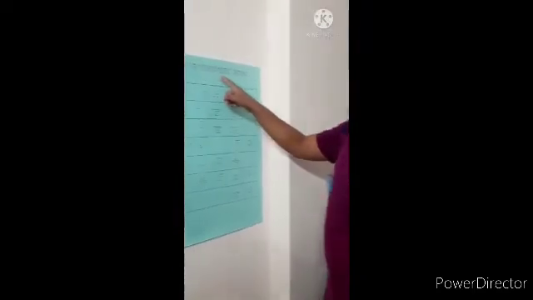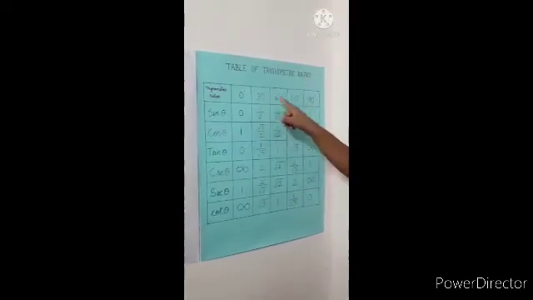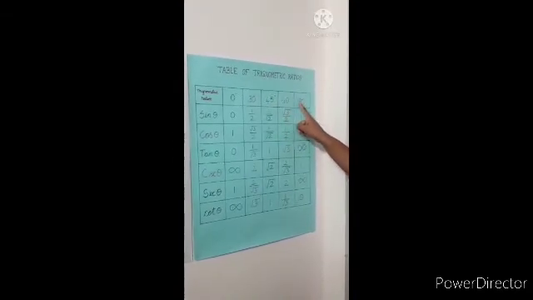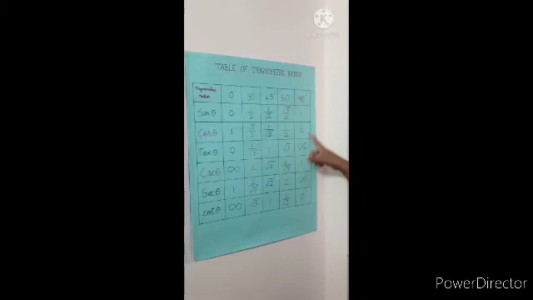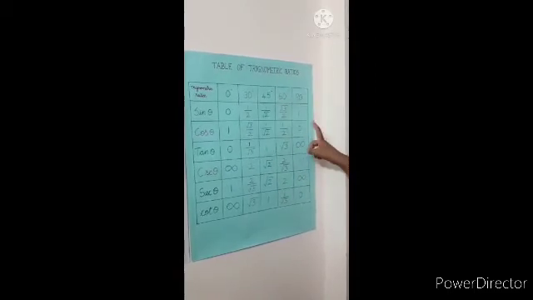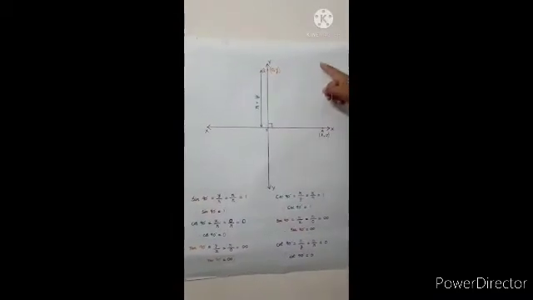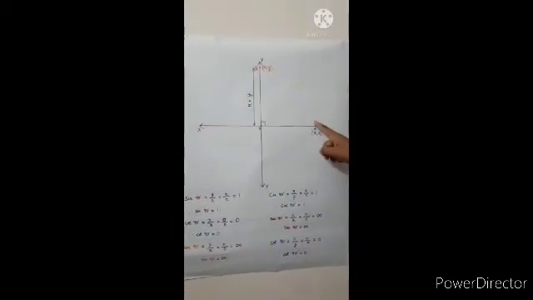Now, this is the table of trigonometric ratios. There are mainly 5 angles: 0 degree, 30 degree, 45 degree, 60 degree and 90 degree. These are the values for these ratios. I am going to explain only about 90 degrees. Now, this is the Cartesian plane. In the earlier chart, we showed that the triangle was here.